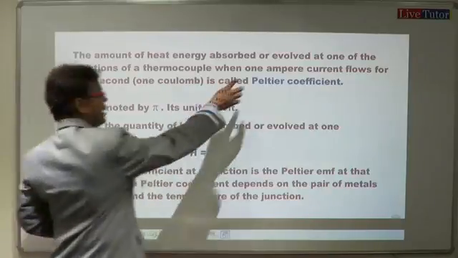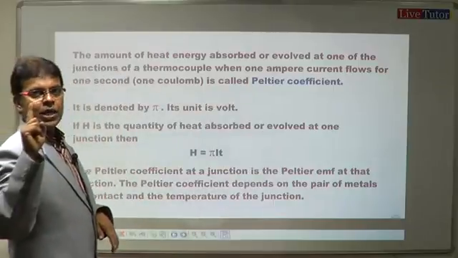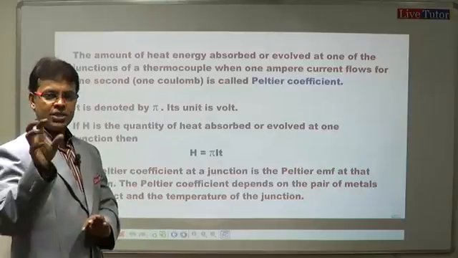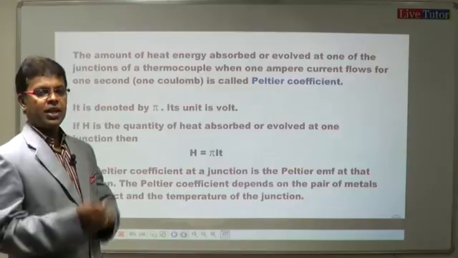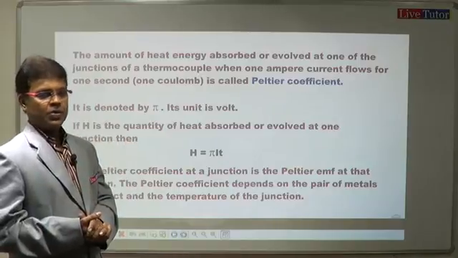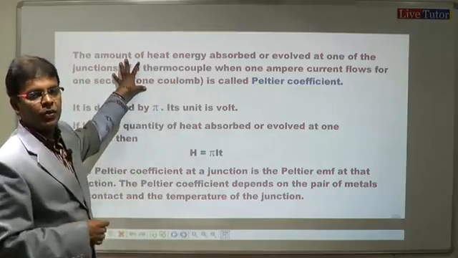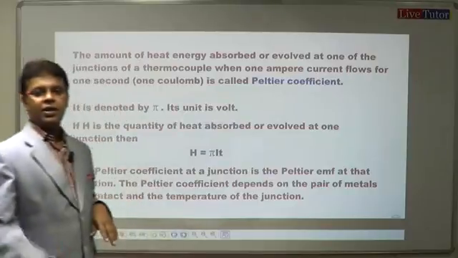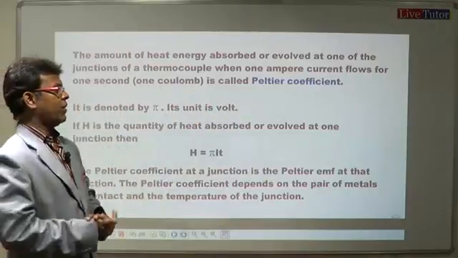When 1 ampere current is flowing for 1 second, 1 second ku 1 ampere current flow ஆனா எவ்வளோ ஹீட் அப்சர்வ் ஆகுது இல்ல எவ்வளோ ஹீட் எவால்வ் ஆகுது அதுதான் சொல்றோம் Peltier coefficient. The sentence கரெக்ட்டா எழுத தெரியணும், because we are going to use the same thing for Thomson coefficient. Next effective பார்க்க போறோம். So என்ன ஞாபகம் வச்சுக்கீங்க? 1 ampere 1 second. அதுல வர heat evolved or heat absorbed, that is called a Peltier coefficient.